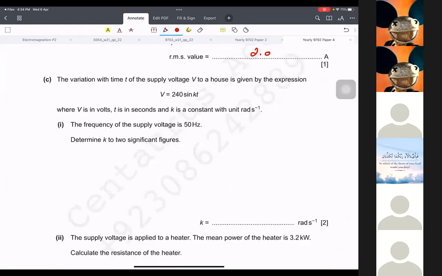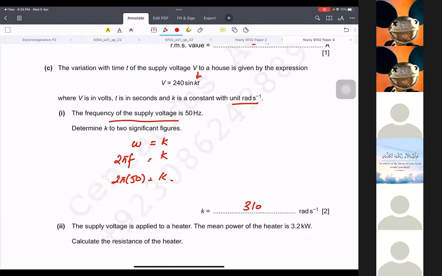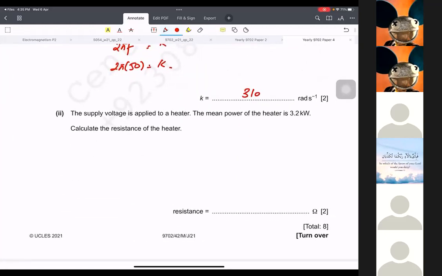Then says variation ye thi. And V is in volts, T is in second, K is a constant. Frequency aapko pata hai. Now it says find K. Now you know that this is K, it is omega, should be equal to omega is 2 pi by T. Or 2 pi f, because frequency given is 2 pi f. So 2 pi into 50 equals to K. So what is the answer then? 310. 310. Okay. No, then it's 314.5.